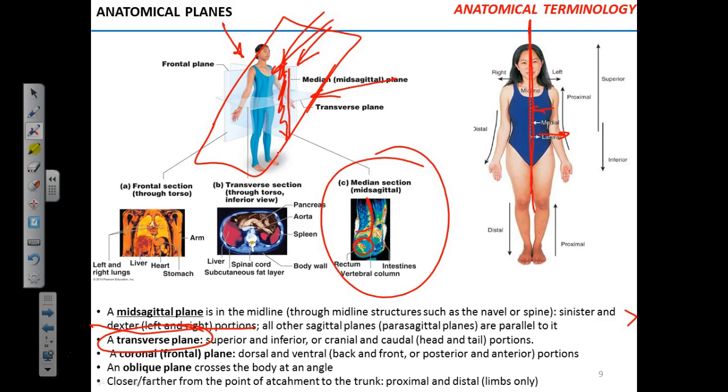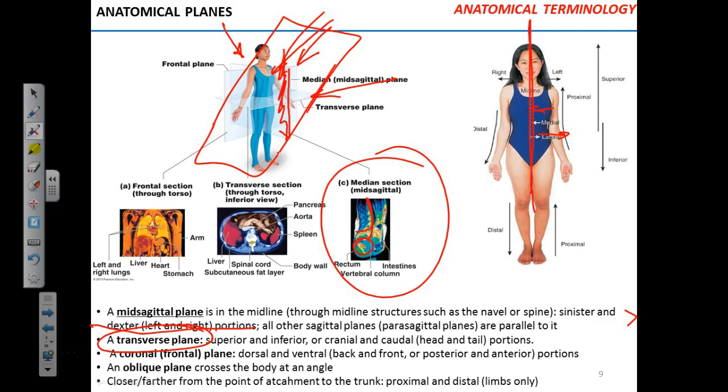Make sense? If something is farther from the point of attachment, it's distal. Your ankle is distal to your knee. Does that make sense? One of the reasons why we don't use it on the head is that the head is considered to be a part of the trunk. When we talk about the trunk, we include head, neck, and the body. Okay? Limbs are separate. Is that clear?